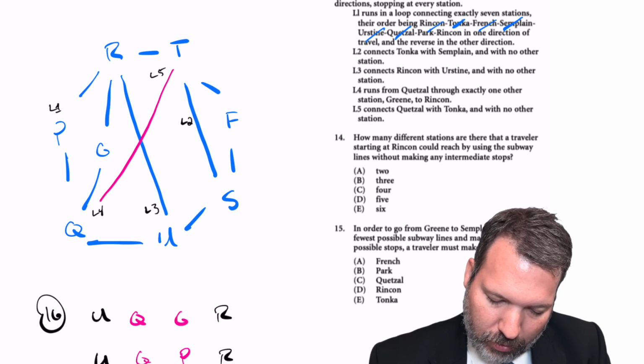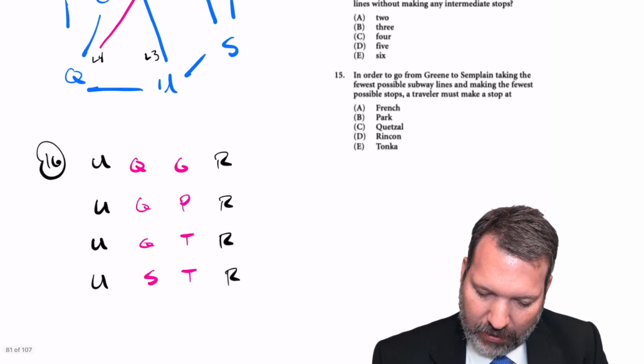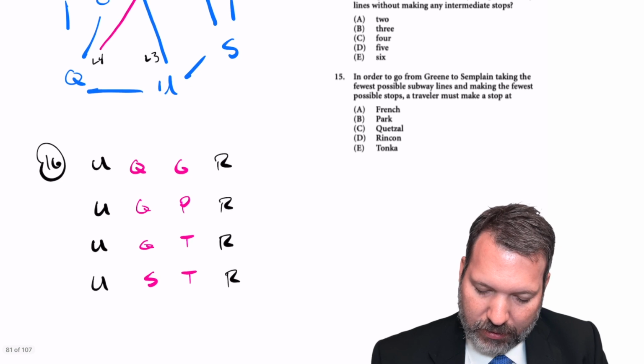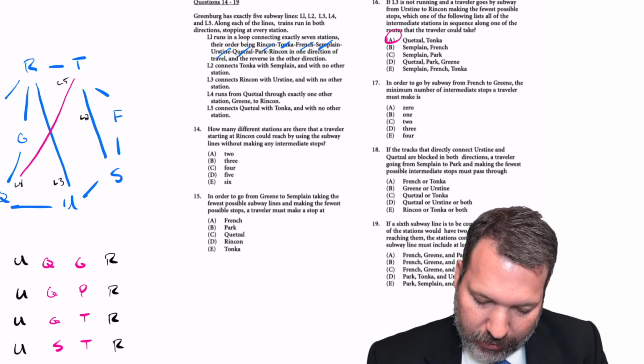UQGR, UQPR, UQTR, USTR. We don't want to go to station F. That's too far away. I think that's it. I think those are the only 4 possibilities. So QG, QP, QT, or ST. QT. There it is. Answer choice A.